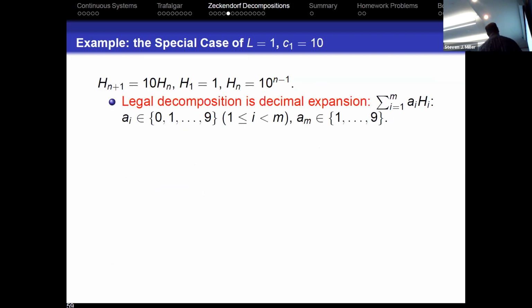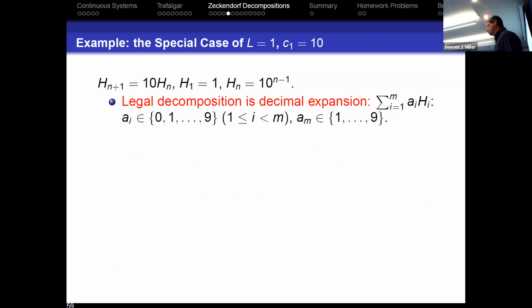Okay, so let's look at a similar recurrence relation. H(n+1) is 10 times H(n). This is just each number is 10 times the previous. So the numbers are powers of 10. A legal decomposition basically just means I'm writing a number in decimal.